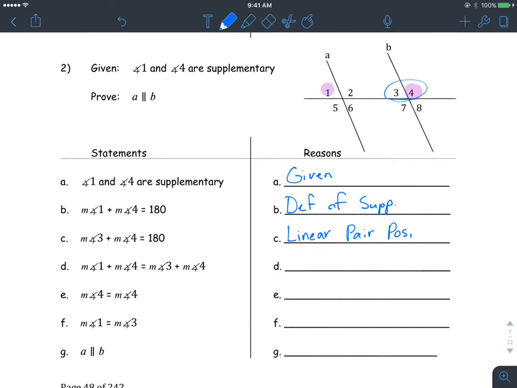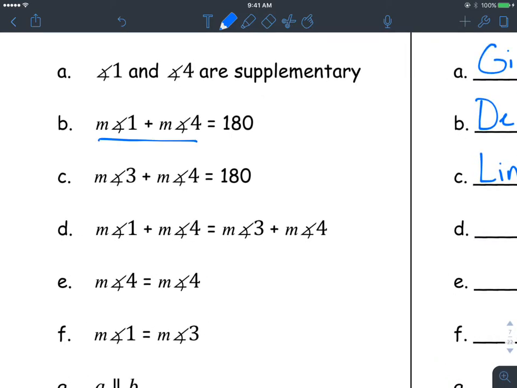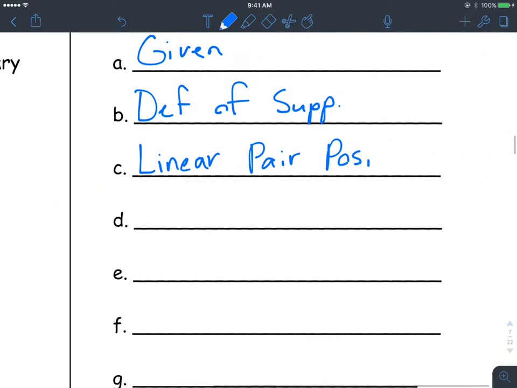I guess you could add in an extra step. You could say 3 and 4 are a linear pair, and then after that, therefore they add up to 180. You could add in an extra step there, but I think we'll be all right without that. Linear pair, something about that. Now the next step here, they say the measure of 1 plus 4 equals the measure of 3 plus 4. And what I'm seeing here is notice that 1 plus 4 is equal to 180, 3 plus 4 is equal to 180, so therefore they're equal to each other. And so that's actually going to be your transitive property there.